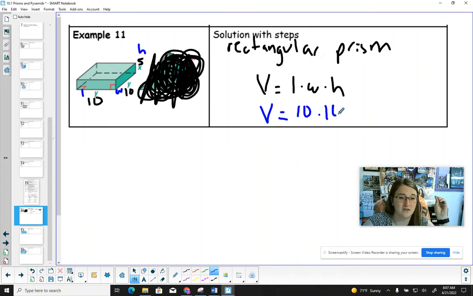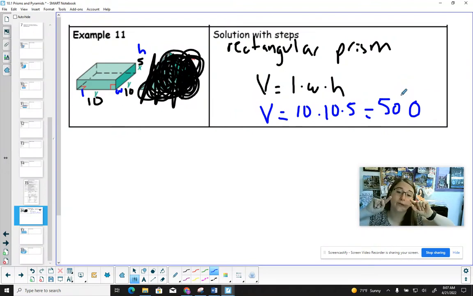Take a second to write this down. So how much volume does this thing have? 500 is the answer. That's 100 times 5. Now, perimeter would just be inches and area is inches squared, and volume is inches cubed, inches to the 3rd.